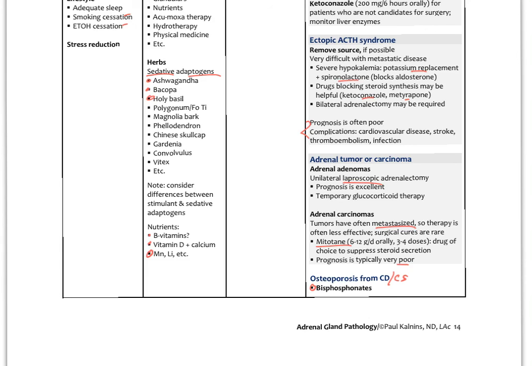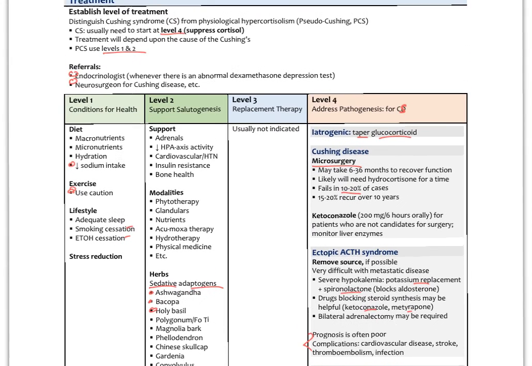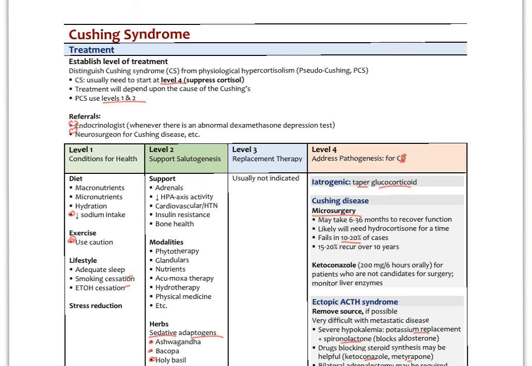So again, most of this is recognizing whether or not a patient has Cushing's and if they need referral, and then you could support them on the level 1, level 2 therapies, but really we're going to need the help of a specialist on this case. All right, so that is a summary of adrenal cortical excess conditions.